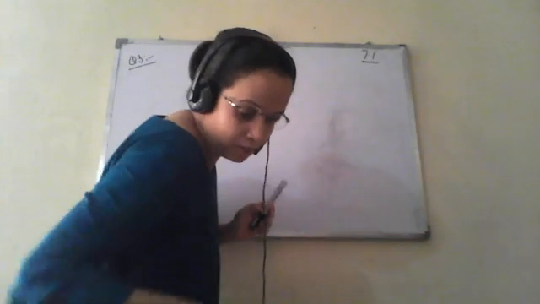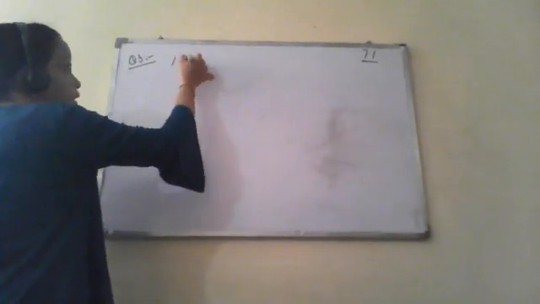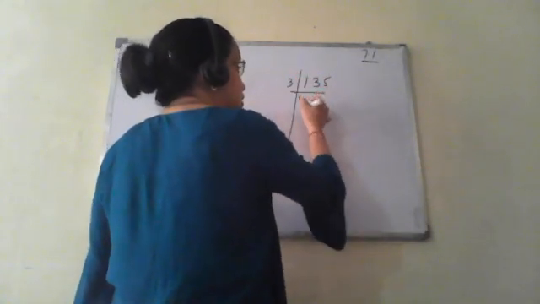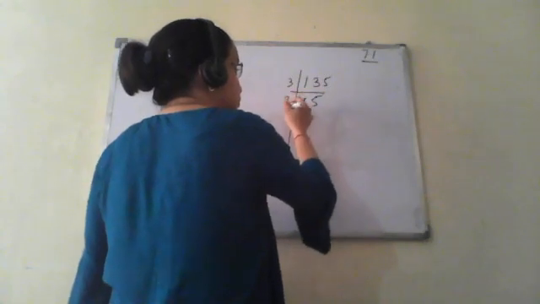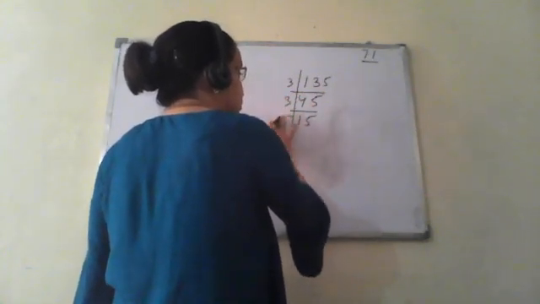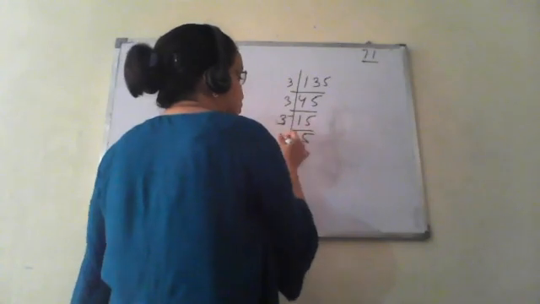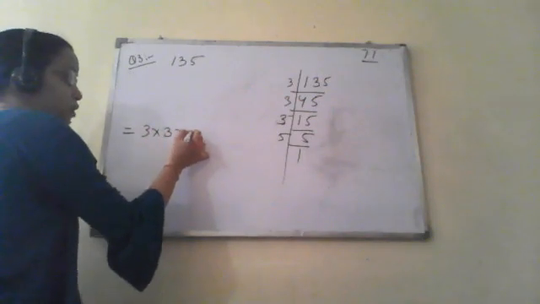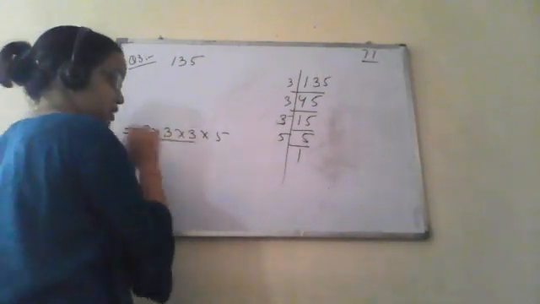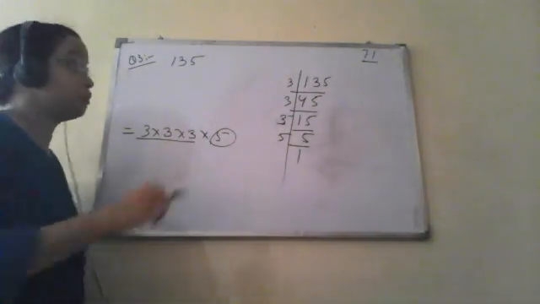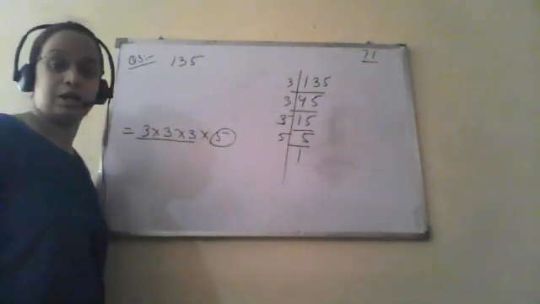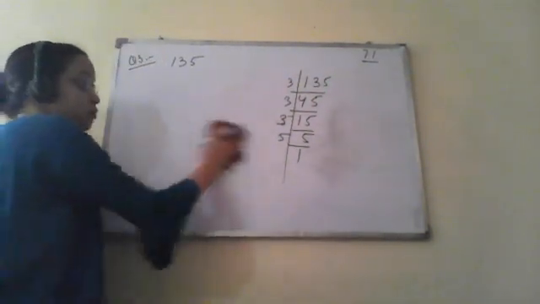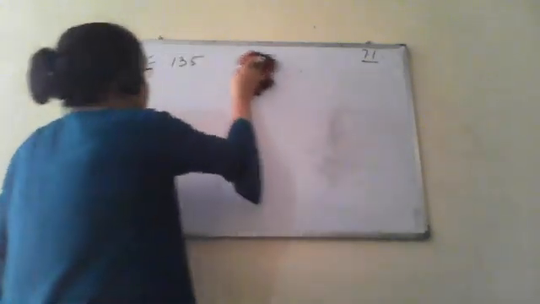Now the next part is 135. The prime factors of 135: 135 can be written as 3 into 3 into 3 into 5. So the triplet of 3 is complete. What is extra? This 5. So if we divide 135 by 5, the resulting number will be a perfect cube, and you can do the division also and check whether the resulting number is a perfect cube or not.